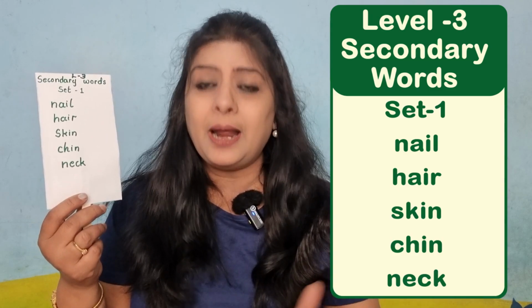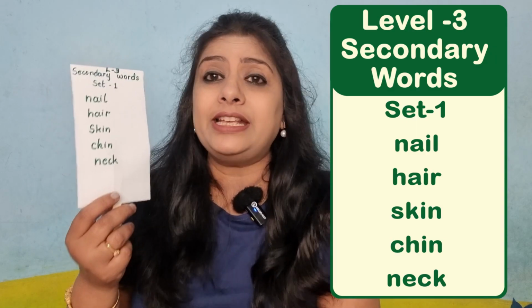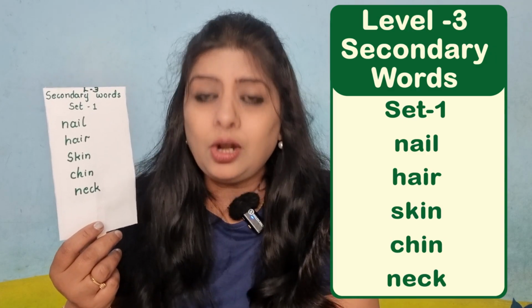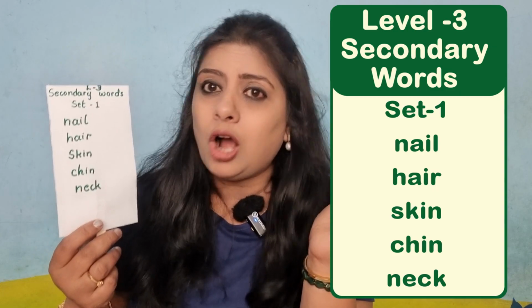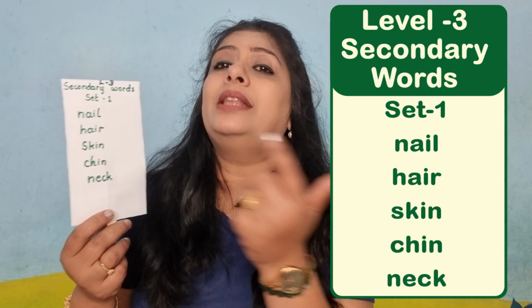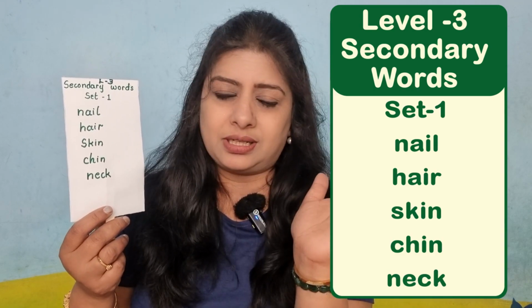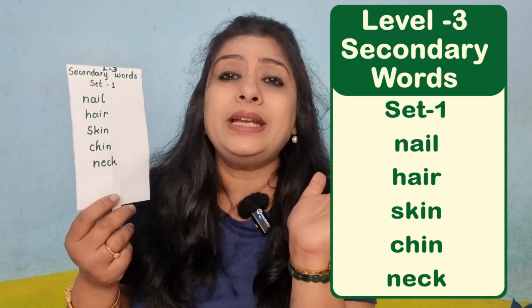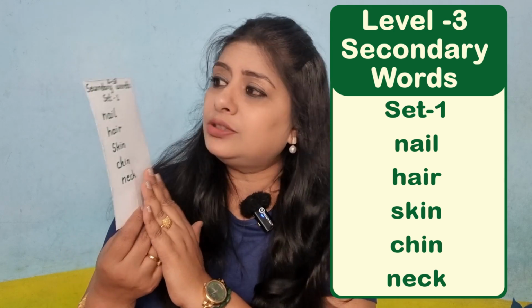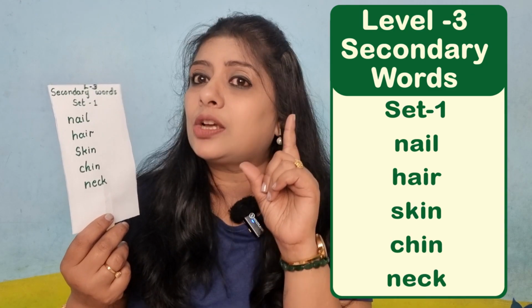We will know further, but for now, as a teacher, for your understanding, all these words contain either one long vowel sound or a consonant blending sound, and along with this there are consonant sounds. So this is how we discriminate level 3 secondary words set 1.